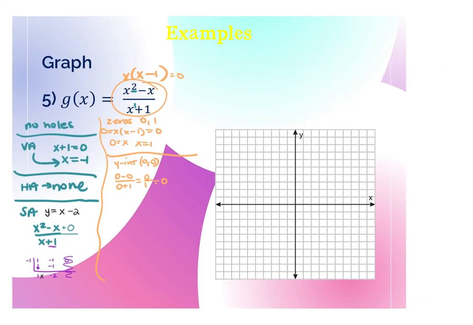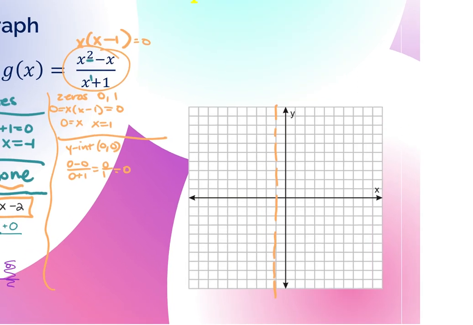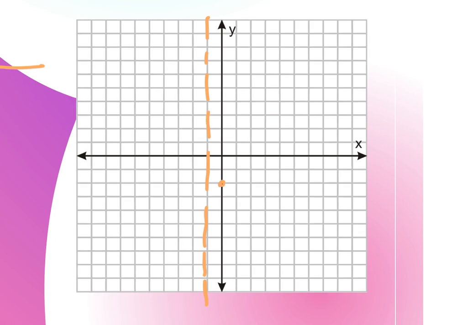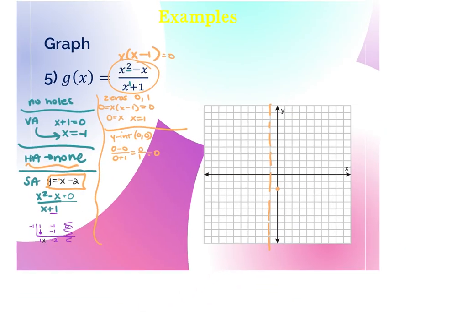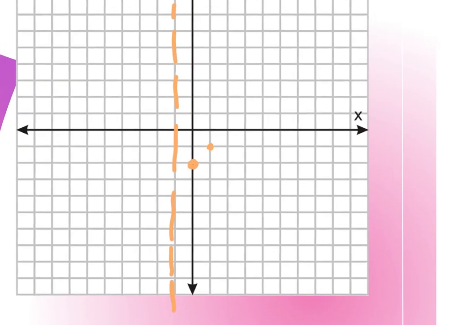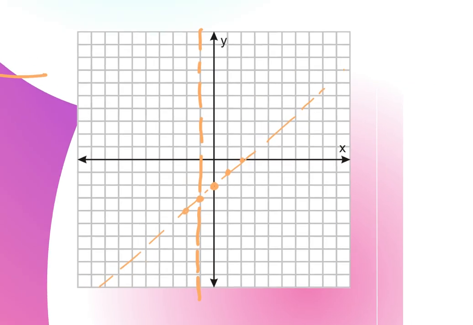All right, now I go to my graph. My vertical asymptote is at -1. My horizontal asymptote does not exist. My slant is at y equals x minus 2. So this is just a typical line with a y-intercept or a b at -2 and a slope of 1 over 1. So from there, rise 1, run 1, up 1 over 1. So I can go in either direction, and I'd get my slant asymptote, which looks like that.